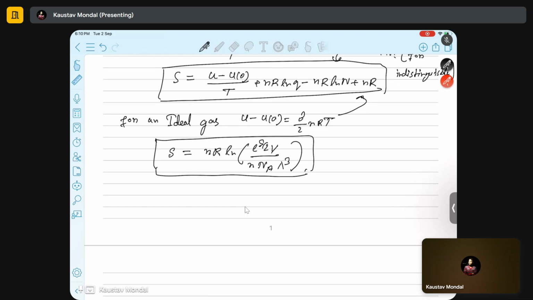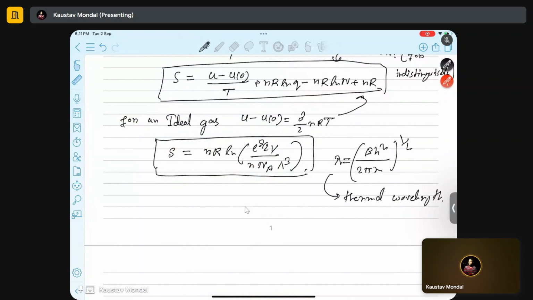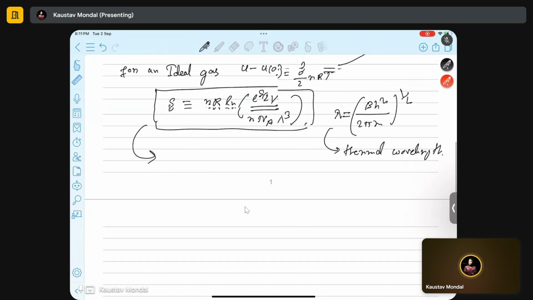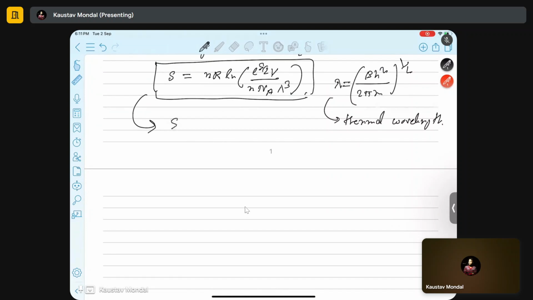Here lambda is nothing but the thermal wavelength that we have discussed in several of our previous lectures. Lambda is the thermal wavelength, which has the expression beta h squared by 2 pi m to the power half. This whole equation is known as the Sackur-Tetrode equation.